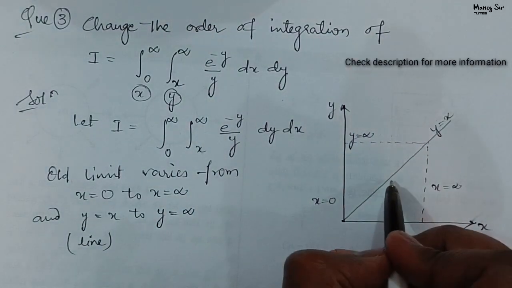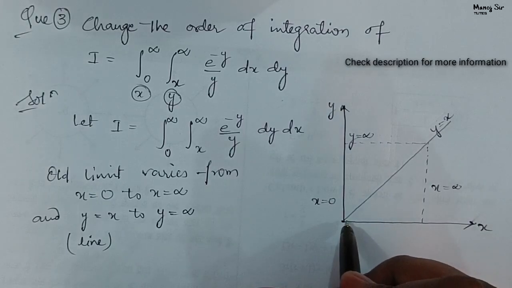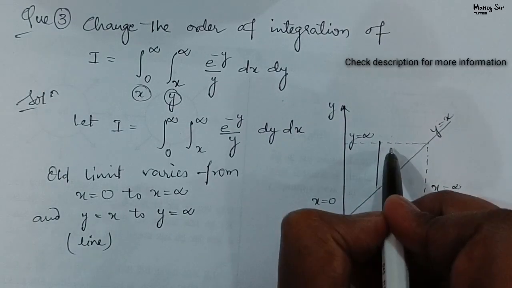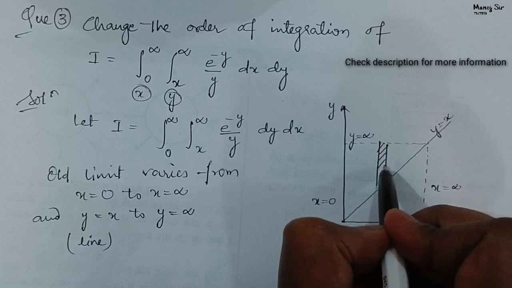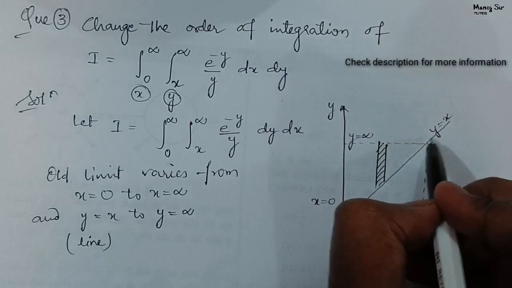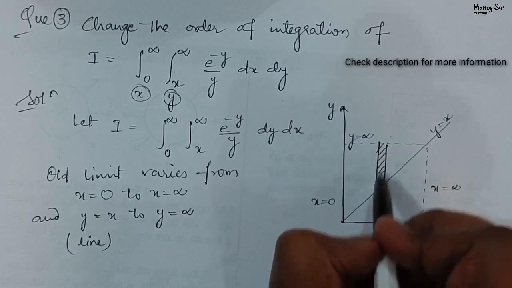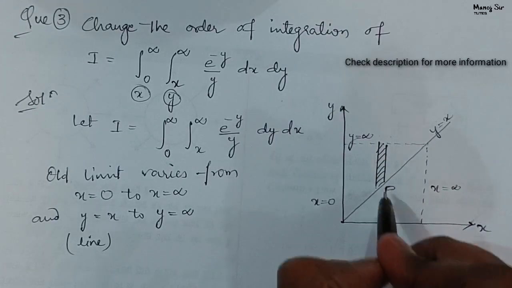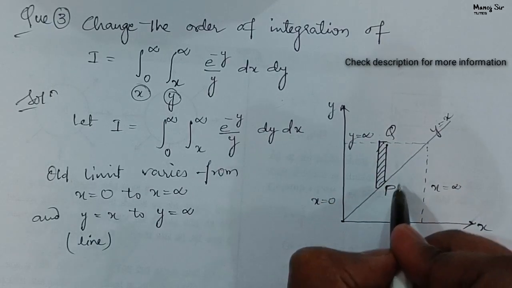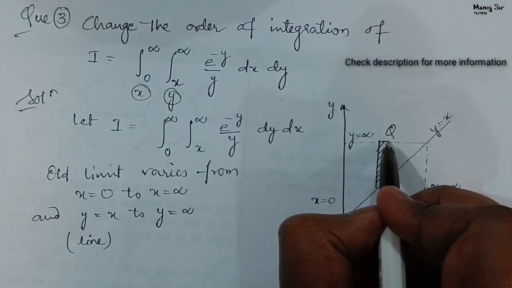I am repeating this once again. If I draw a strip here, then the lower limit is at y equal to 0 and the upper limit is at y equals to x. But if I draw a vertical strip here, the lower limit of y is at y equals to x and the upper limit of y is at y equals to infinity. So this strip is okay. Now naming P and Q. First we have to name the lower part of the strip, then the upper part of the strip. This is how we name the strip.